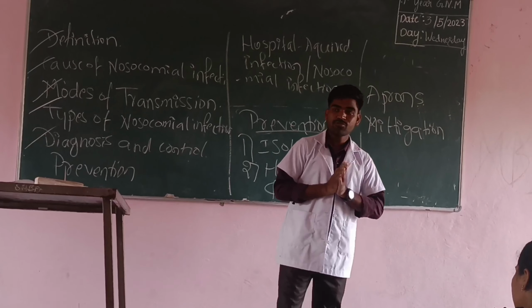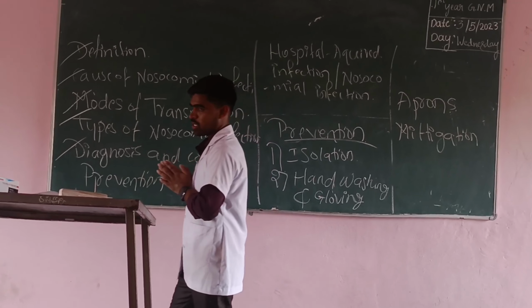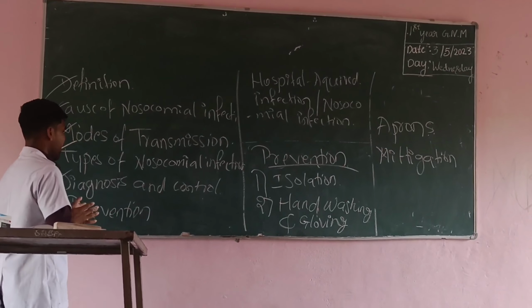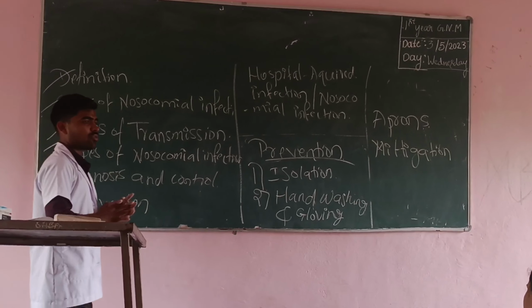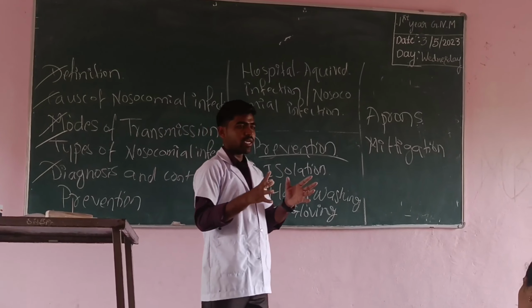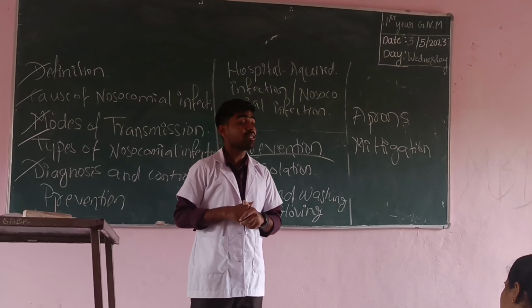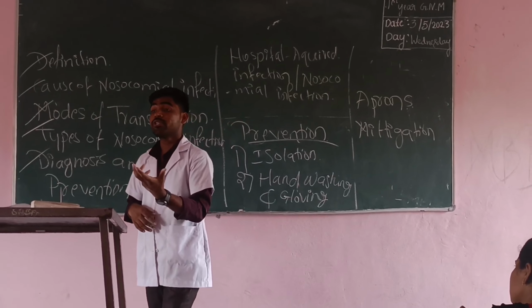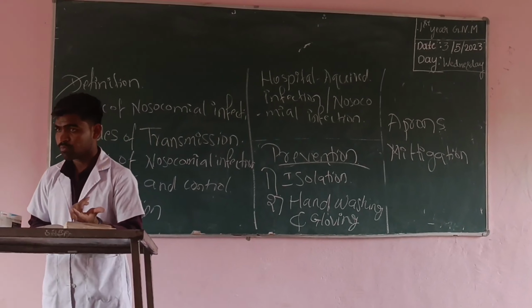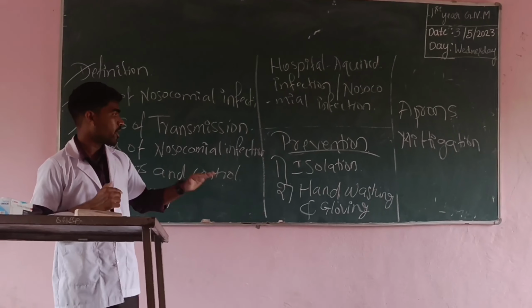These are the types of infection in the hospital setting. Next, after that, diagnosis and control. Diagnosis is what? Taking samples of the various surfaces. Taking the sample of the various surface. Diagnose which type of positive organism is there. First one, diagnose or control.